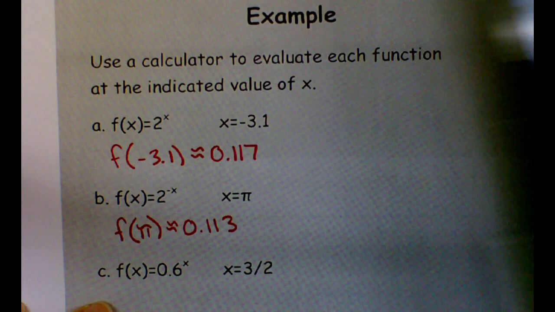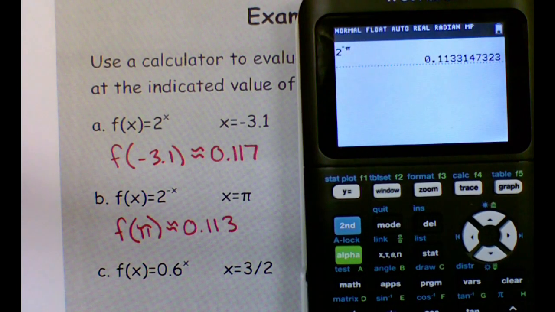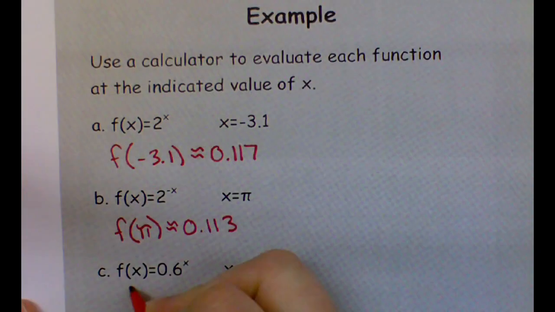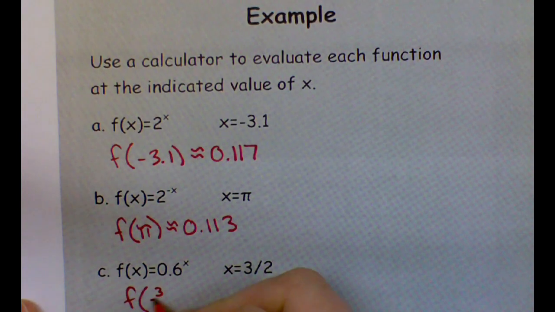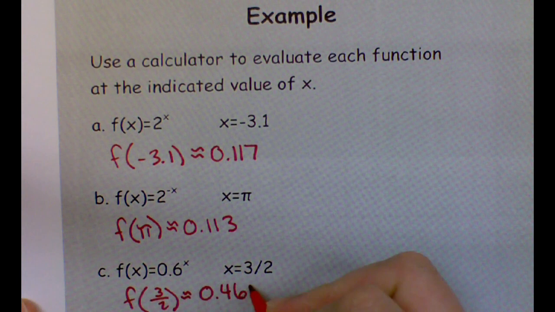And then 0.6 to the x power if x is 3 halves. So we have 0.6 to the 3 divided by 2 power. I could type it in just like that. I get about 0.465 when I round. So f of 3 halves is about 0.465.